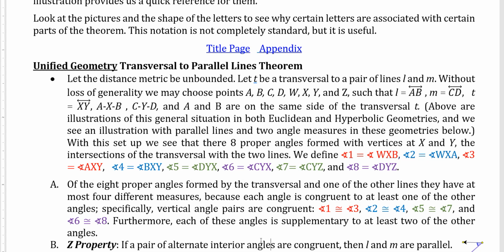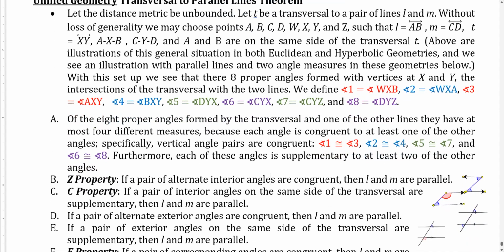Okay, the ones at the same vertex that are not a vertical pair are always going to be either a linear pair and they're supplementary, or they're going to be vertical to each other and then they're going to be congruent. That's a basic property from what we've learned before, so not really much new to prove there.